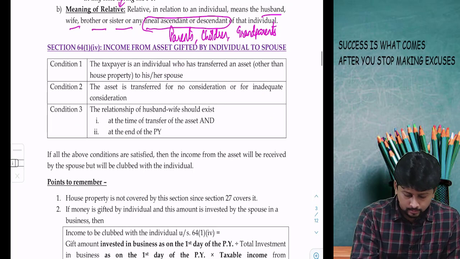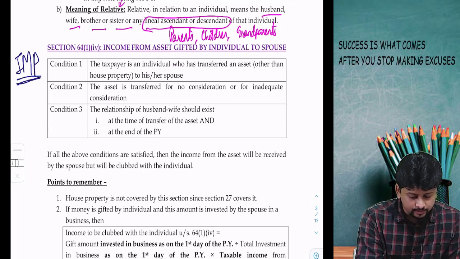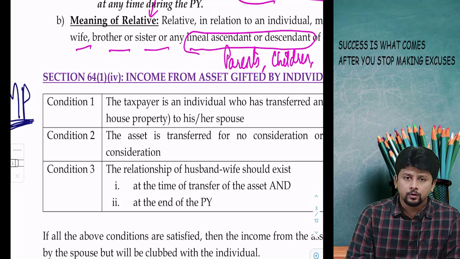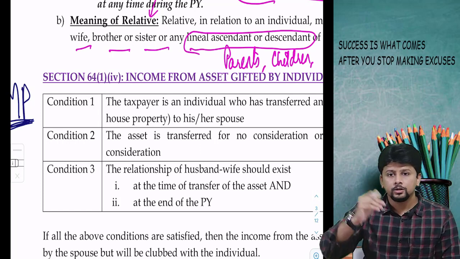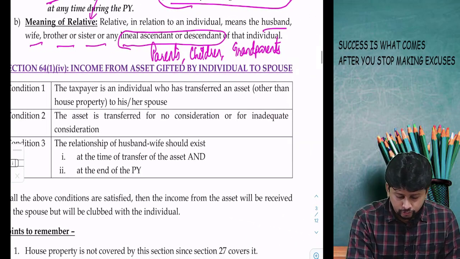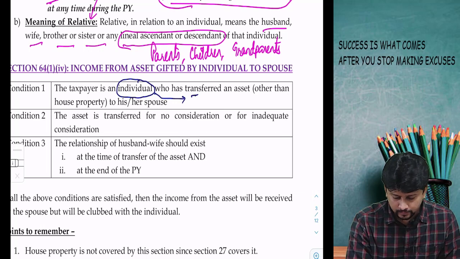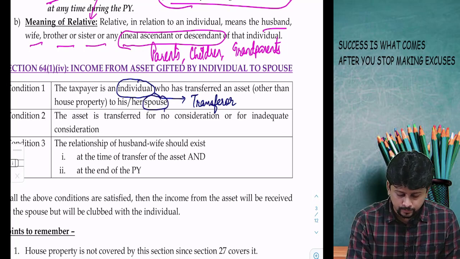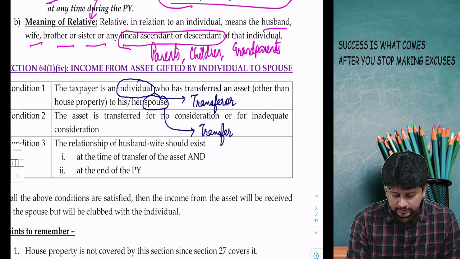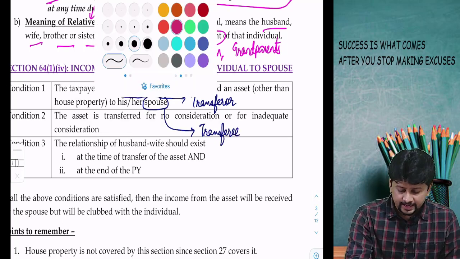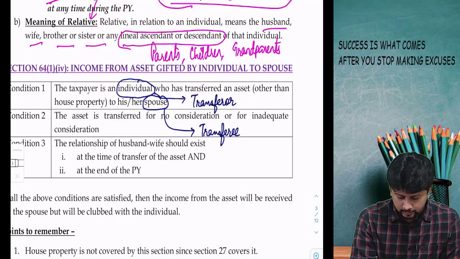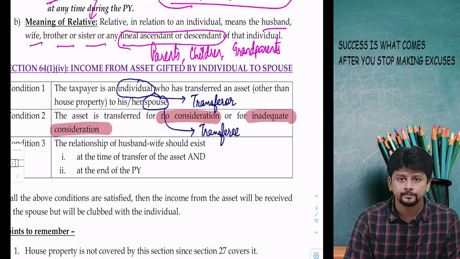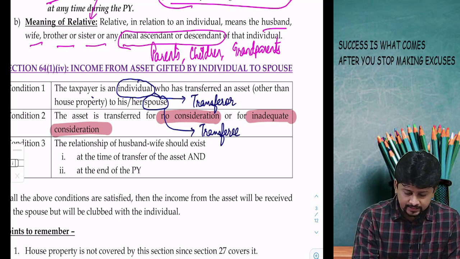Okay, moving ahead, an important section. In fact, this section is the base of the entire chapter. Section 64(1)(iv). We are talking about an individual giving an asset to spouse. The individual has transferred the asset. So we can call individual as the transferor. Asset is transferred to spouse. So spouse is the transferee. The asset is transferred, this is important, for no consideration or for inadequate consideration. All assets are covered in the section except for house property.